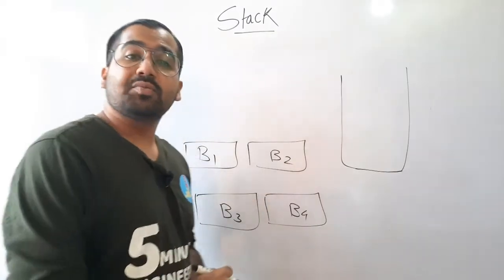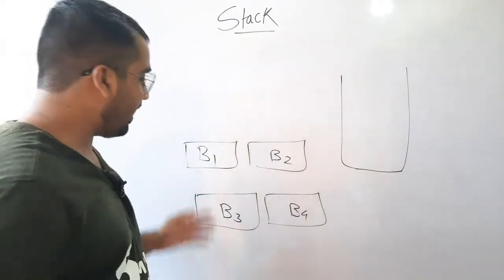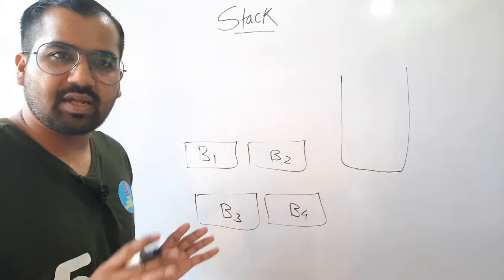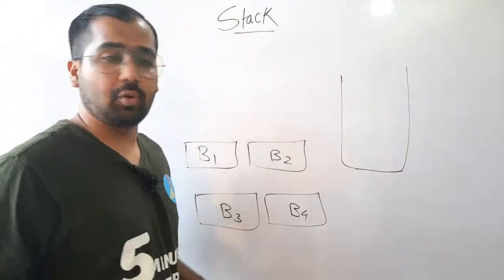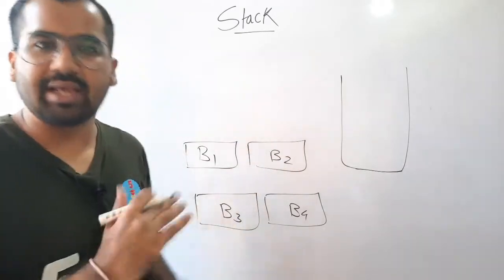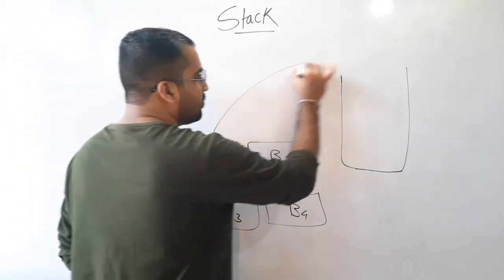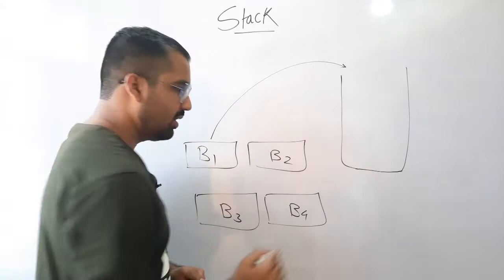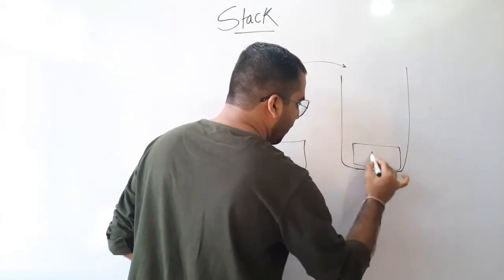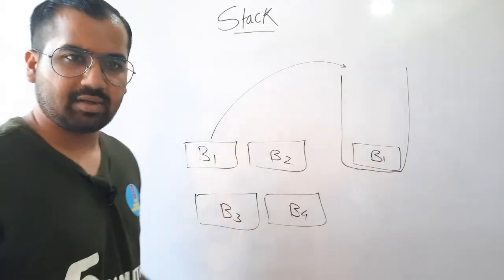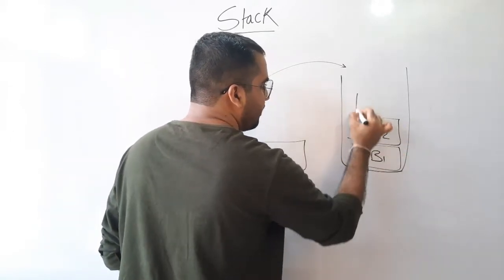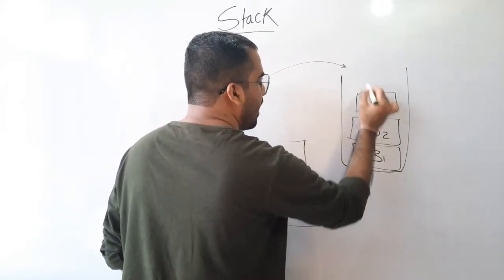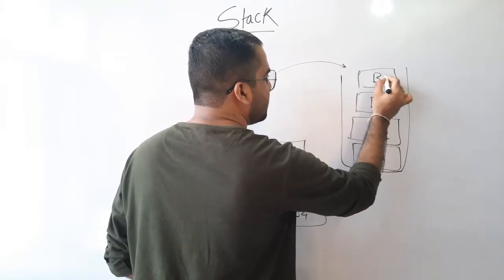As I was mentioning, here are 4 different brands of biscuit packets, and now we have to put them into this container. What would be the approach? Let's start with 1, 2, 3 and 4 like that. We'll put this packet B1 and it will settle down at the bottom of the container. Then we will go for B2, then B3 and then B4.